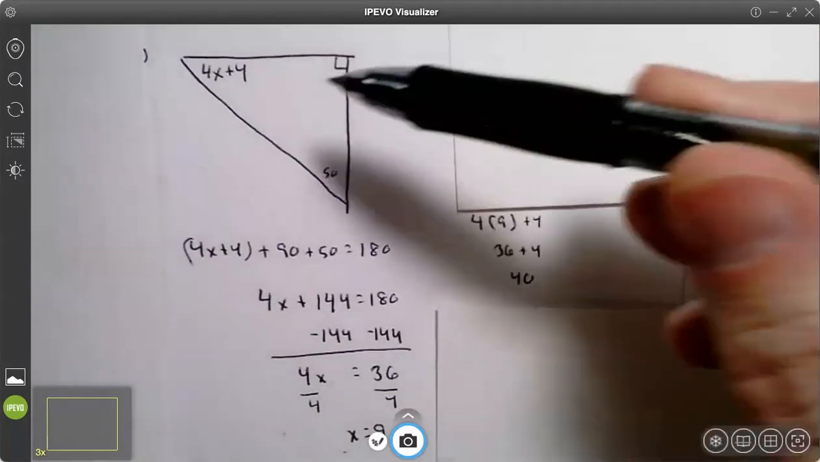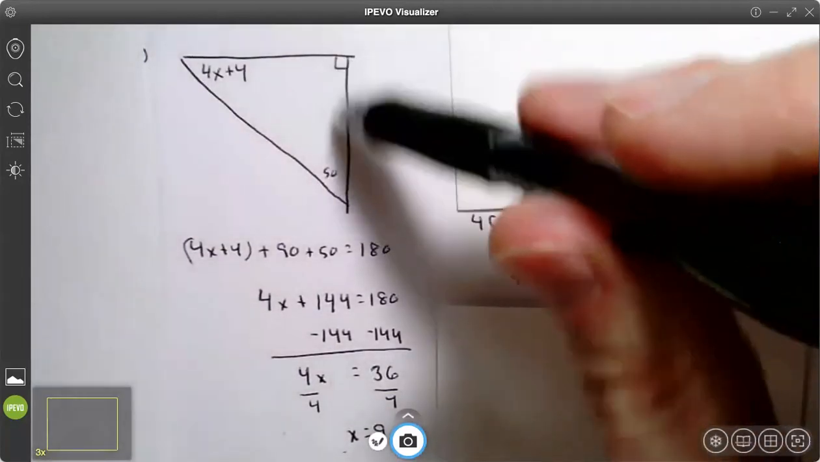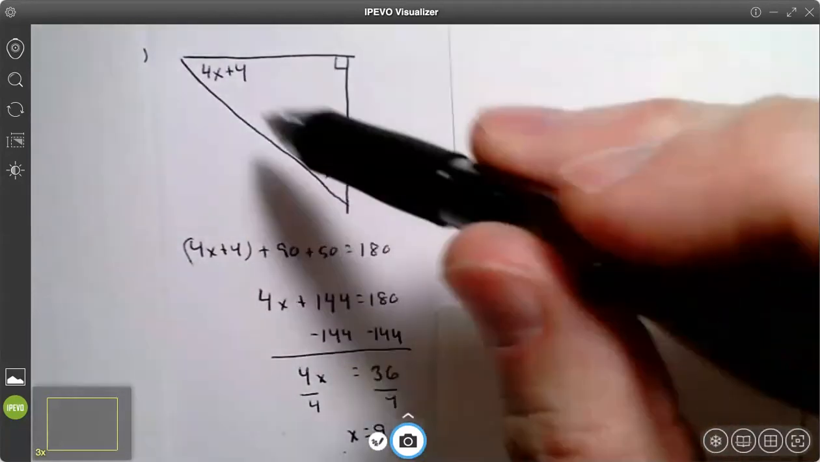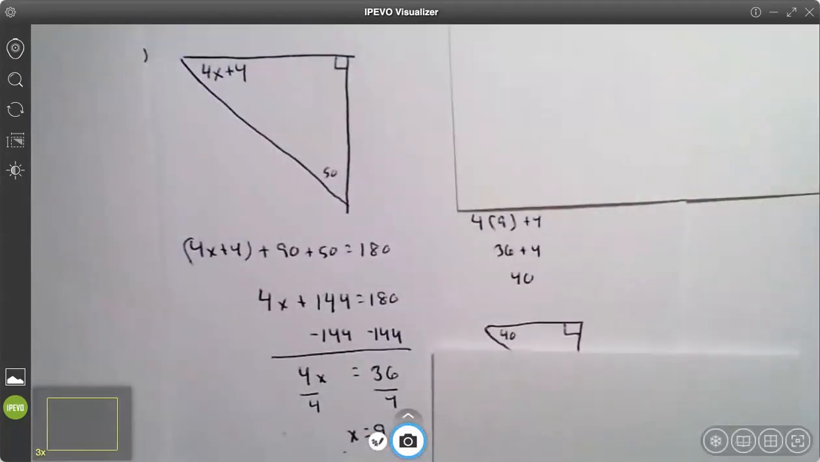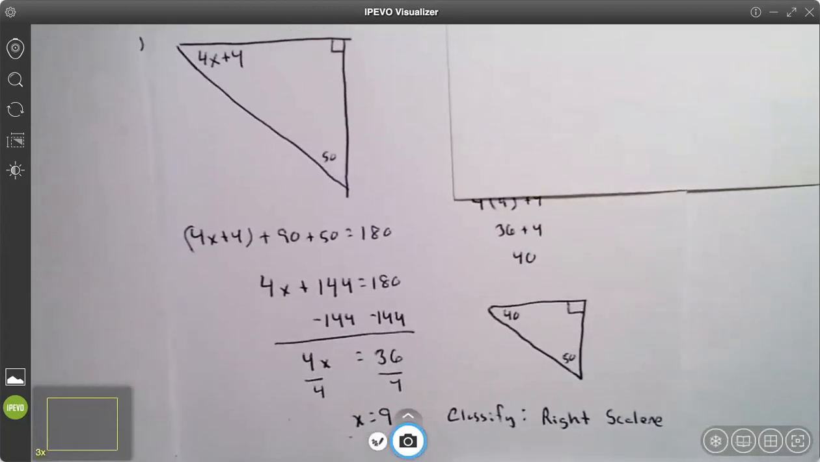Now I can classify it. I have a right angle, which makes it a right triangle. I have three different angles, 90, 50, and 40, which means I have three different sides. So this is a right scalene triangle.